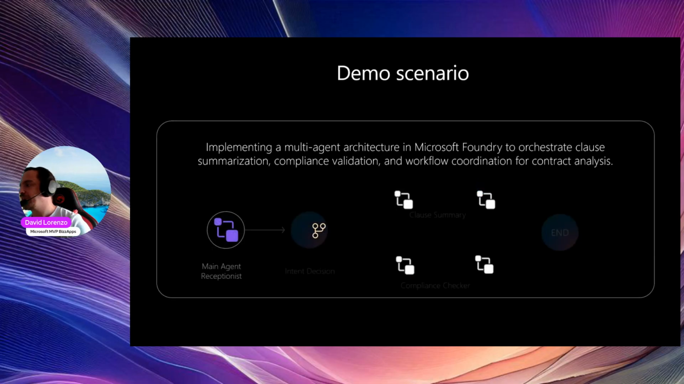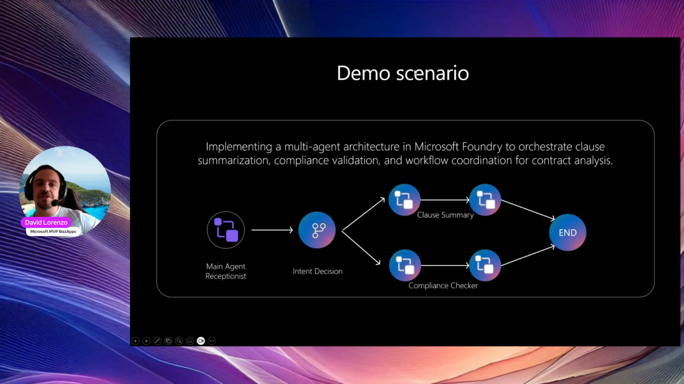In the demo that I want to show you here, the scenario that we'll be implementing today, we will have a main agent, which is the receptionist of our contract reviewer. This receptionist will check the intent decision and will return the decision. In that decision, we can then make a conditional expression where we will be able to direct the way that the workflow will continue.